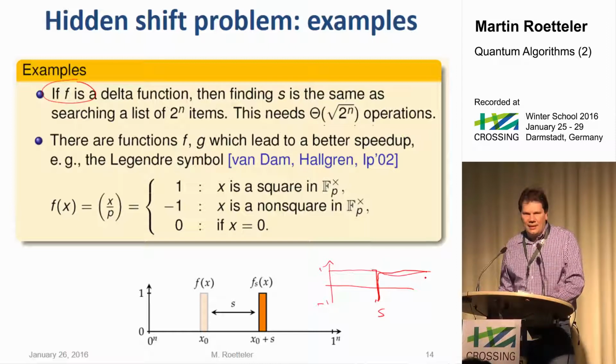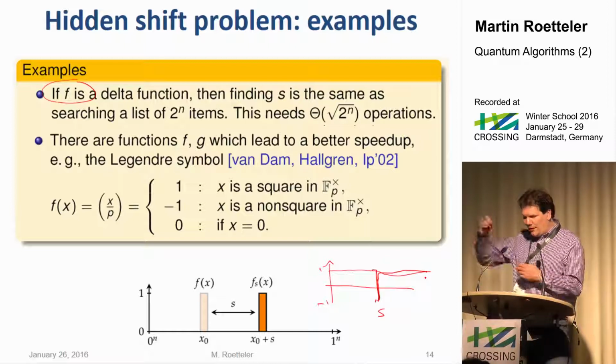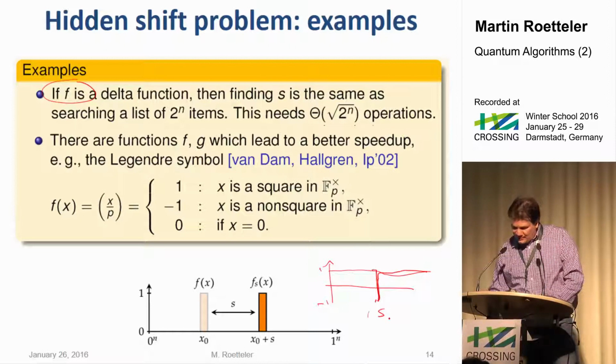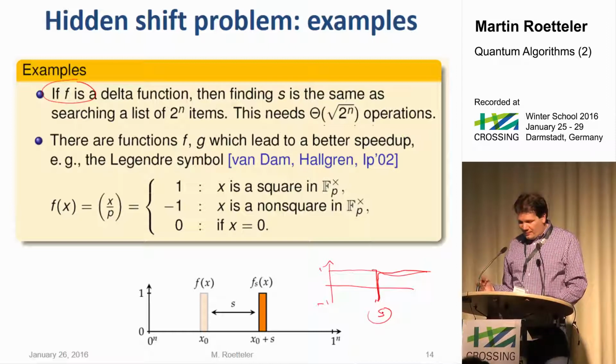Then that will be a delta function. So the Fourier transform of this is very non-flat. It has a huge peak at 0, and then it has some phase information that encodes this S, but very far from being flat. So indeed, those functions are very bad for the hidden shift problem. It takes a very long time.